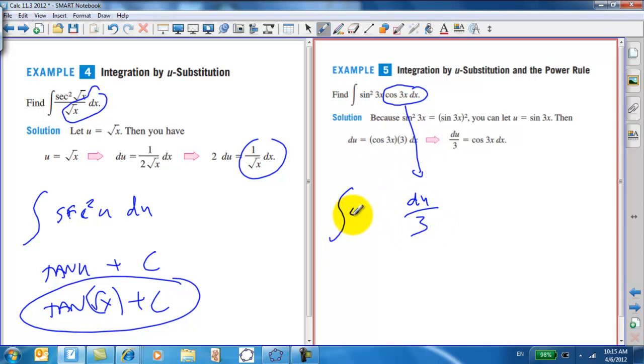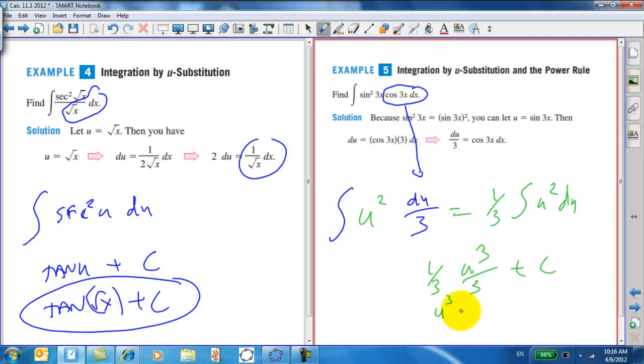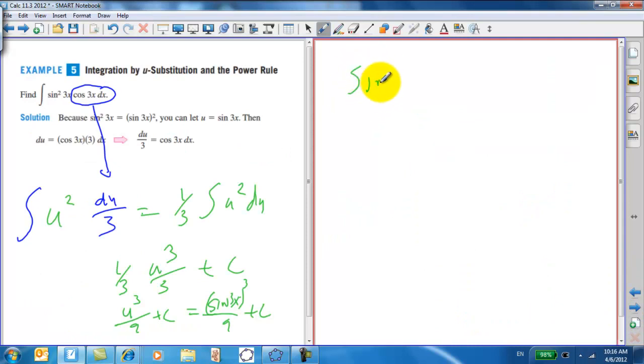And the sine squared of 3x basically becomes u squared. Sine squared of 3x is sine of 3x quantity squared, and sine 3x is our u, so that part becomes u squared. So it's 1/3 u squared du. So it's 1/3 u to the third over 3 plus the constant of integration, so u cubed over 9 plus the constant of integration. Unsubstituting now, u is sine of 3x, so it's sine of 3x cubed over 9 plus c. And there you go. That could also be written as sine cubed of 3x over 9 plus c.